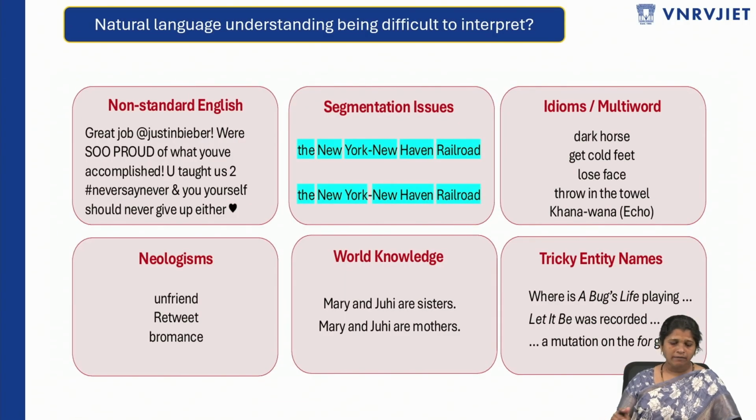Still, you have neologisms, which we call unfriend, untreat, retweet, such words being used. Next, segmentation issues, where you divide the words with spaces and all. You have word knowledge. Next, some non-standard English. See here, the words are being typed with @, and the content is being addressed with digits. Here you have hash being used. You are writing some special symbols. Such usage of non-standard English.